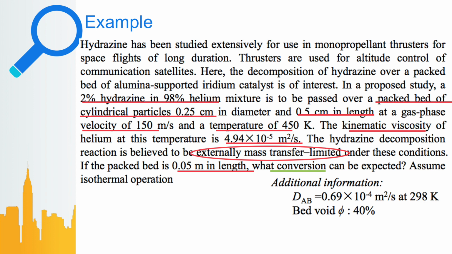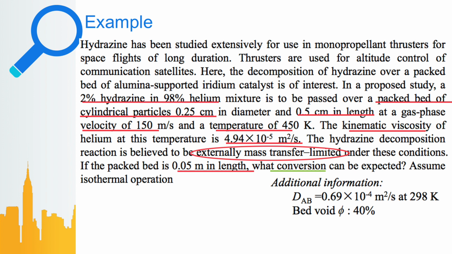Also the gas velocity, which is U, is 150, at a temperature of 450. Given to you also is the kinematic viscosity at a temperature of 550. The most important keywords are externally mass transfer limited, so you will directly use the equation related to external mass transfer. And then the length of the reactor is given; the question requires you to calculate the X.